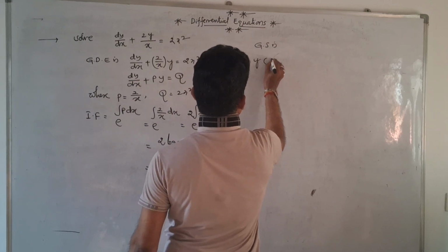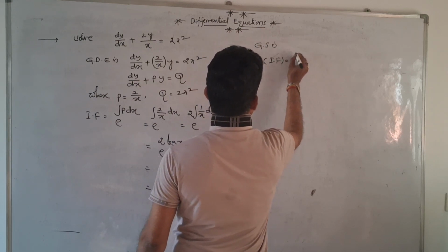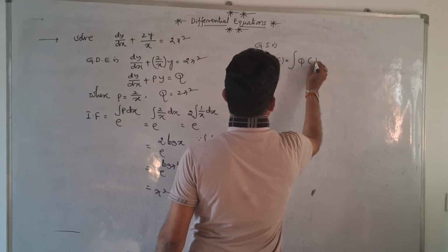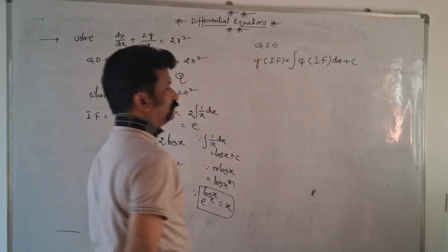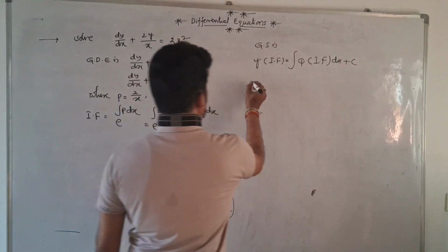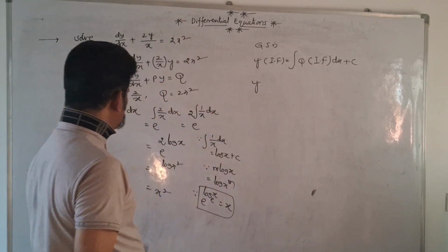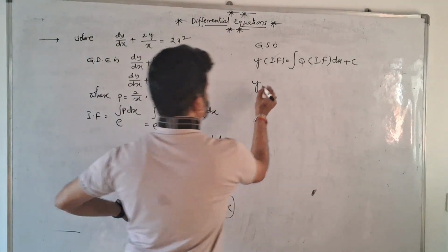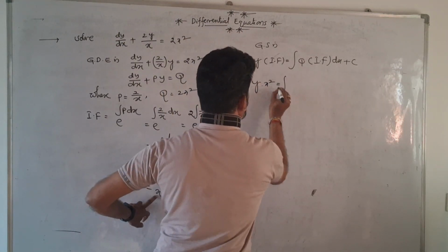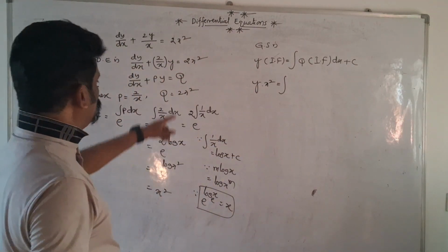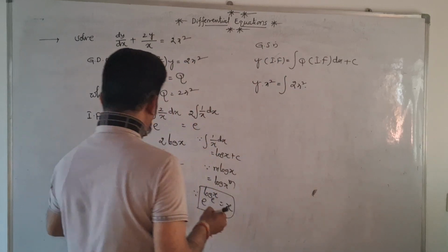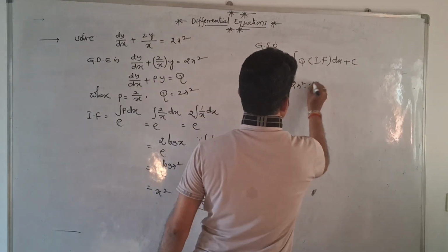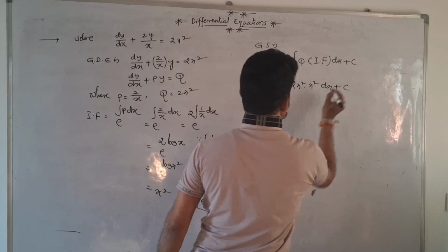Now, as I told you, the general solution is y into IF is equal to integration q into IF into dx plus c. Now y into IF is equal to x square y, and this is equal to integration q, which is 2x square, into IF, which is x square, into dx.